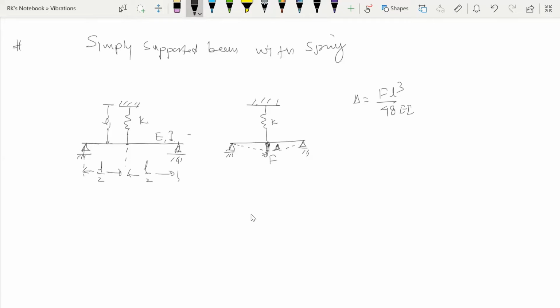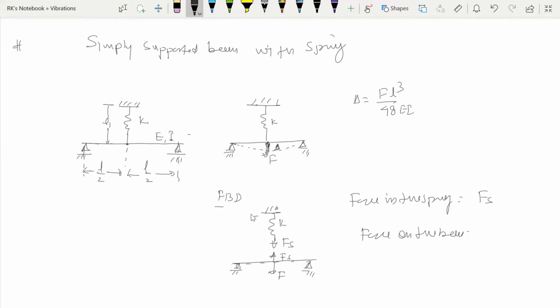So now if we draw the free body diagram of this system, then the FBD would be like this. This is the spring and there would be a force Fs, and similarly this is the beam, and this beam will experience a force Fs in this direction, and this is the external force F, right? So we can say the force in the spring is equal to Fs, and force on the beam is equal to F minus Fs, right?